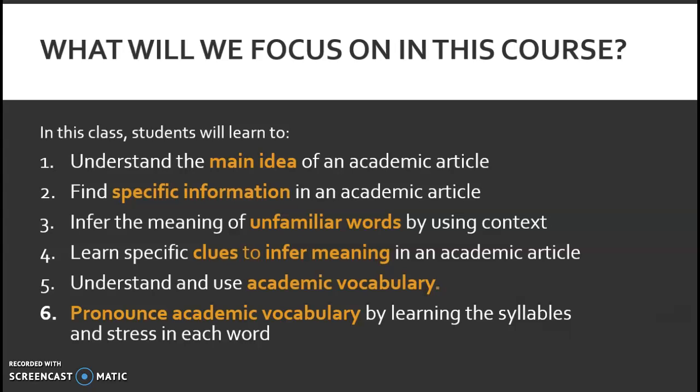So you're going to see these 6 course objectives, we call them, and you can see that these 6 course objectives all line up with those skills that you are going to be needing in college classes, talking about main ideas, specific information, unfamiliar words. Those are just the basics of moving forward in your reading skills.